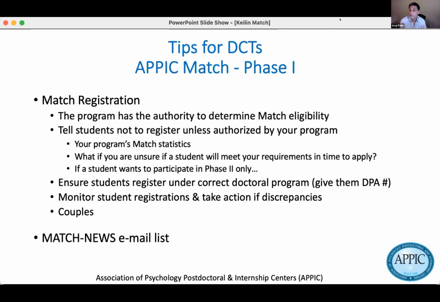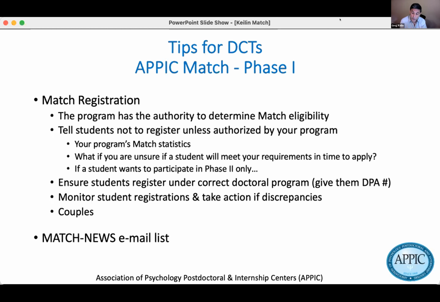Now, what happens if you're unsure if a student is going to meet your program's requirements in time to participate? For example, if you require comps to be defended, but that isn't scheduled till January, how should you handle that? What I recommend is that you have the student go through the process, but not register for the match. They shouldn't register until they are eligible and they are sure that they are going to participate. And that is the best way to handle it.